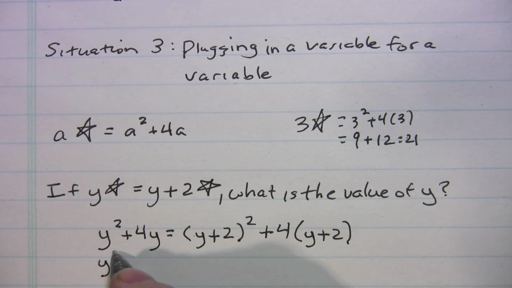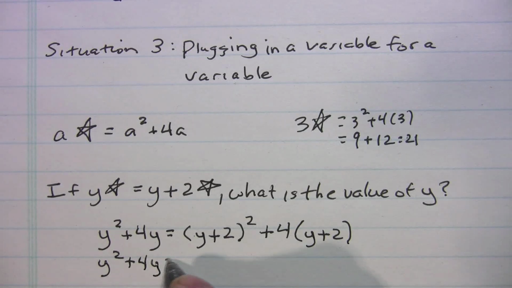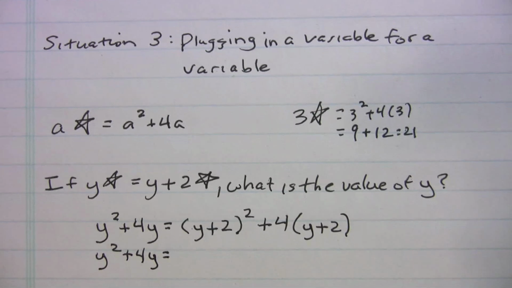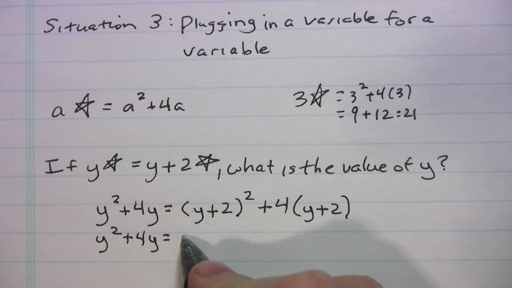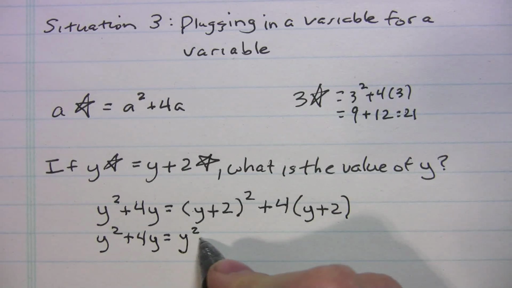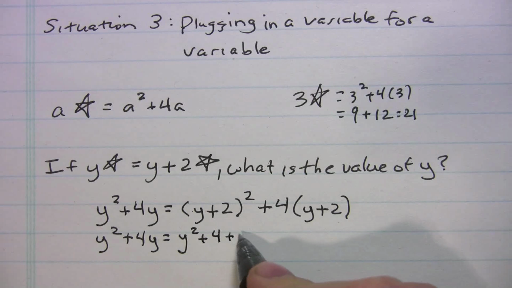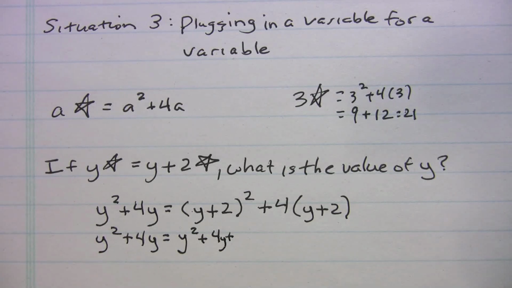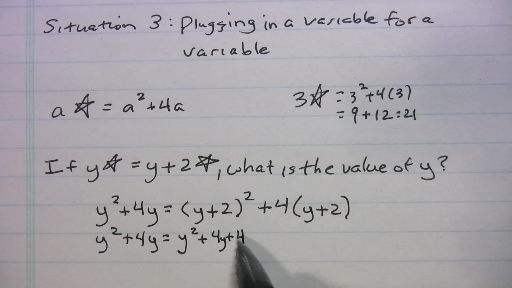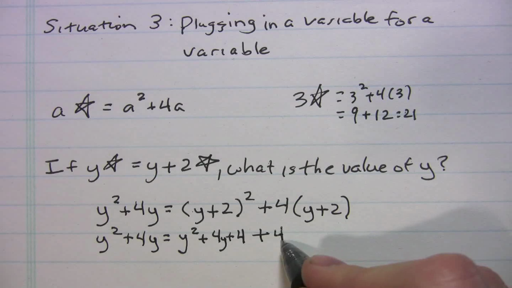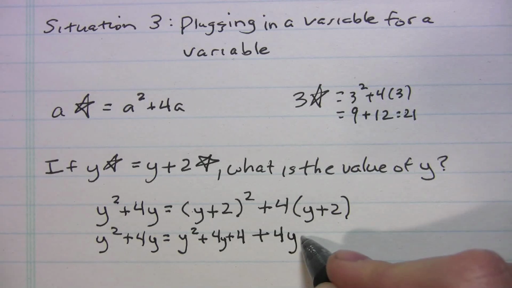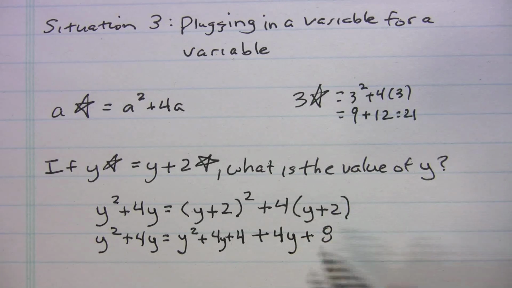Alright, so let's simplify. Y squared plus 4y equals, for the sake of time, I'm not going to expand this out. You're just going to have to trust me that y plus 2 squared is y squared plus 4y plus 4. That's when you FOIL that out. Plus 4 times y is 4y. 4 times 2 is 8. I just distributed that.